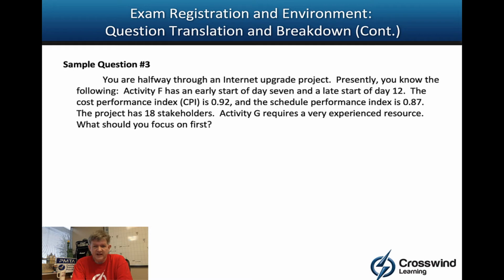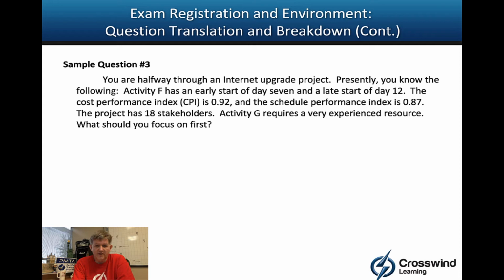The state of the schedule is slightly worse than the state of the budget. 0.87 is farther away from 1.0 than the 0.92 is, so the schedule's in slightly worse shape. And 18 stakeholders, okay, I don't know what that means in this context. I mean, for all I know, it could be 1,800, could be 1, could be 1,000. I don't know exactly what that has to do with this project, compared to the numerical 0.92 and 0.87.